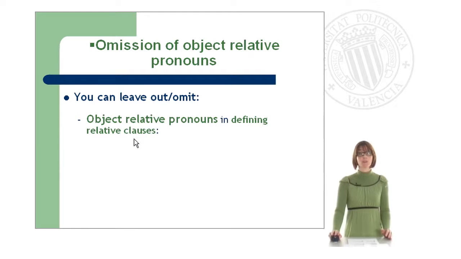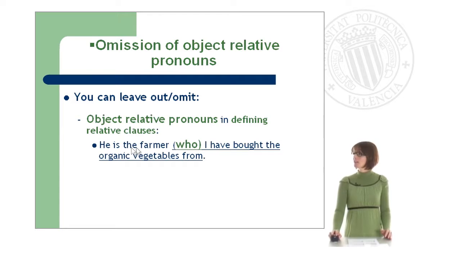Let's have a look at one example. He is the farmer who I have bought the organic vegetables from. Here we have a defining relative clause. In the defining relative clause we have a subject, I, we have a verb, have bought, and then we have an object, in this case, the relative pronoun who. So, in cases like this, the relative pronoun is working as an object.